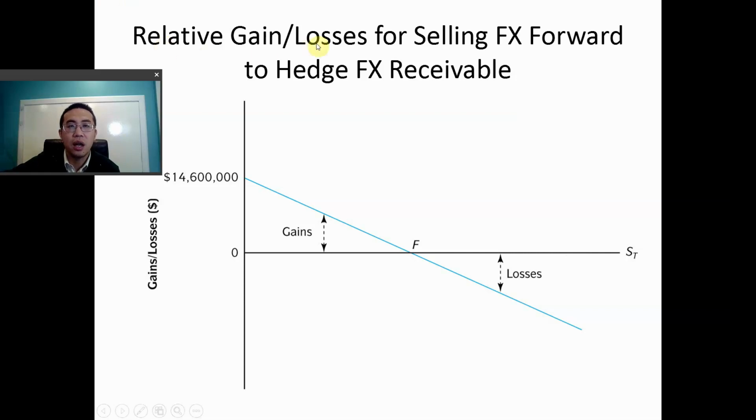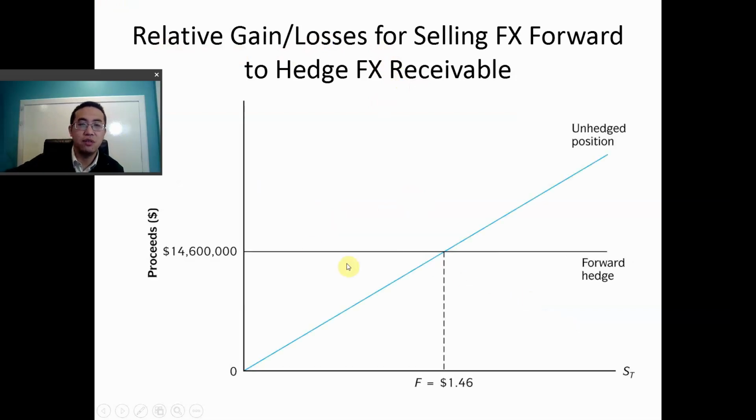So that's why I call this chart the relative gains and losses for selling foreign exchange forward to hedge foreign exchange receivable. Okay, it is a relative gain or loss, because if you do forward hedging, you just receive a sure $14.6 million, regardless of the situation. You would be better off if the spot rate goes very low. You would be worse off if the spot rate goes very high, compared to the situation where you don't hedge.